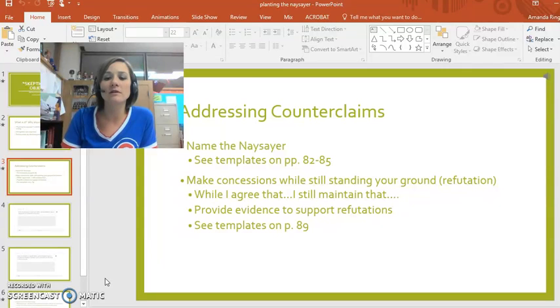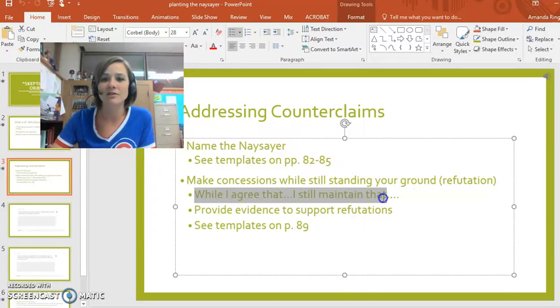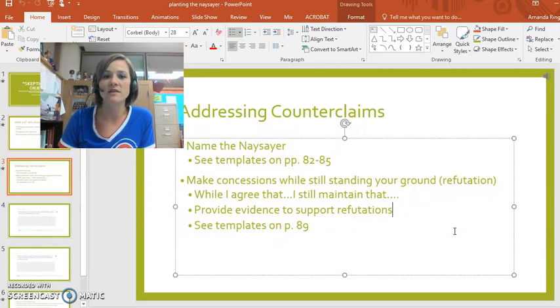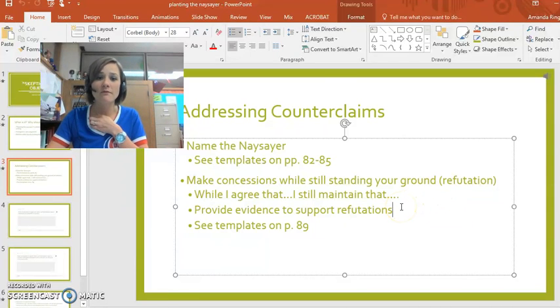So it's important to directly refute the evidence that was used to develop the counterclaim, and then build on from there and supply maybe more evidence or reference points that you made earlier in your essay. So right here, "while I agree that, I still maintain that," that's like a general template for first introducing the concession, and then offering your refutation. And as I said, you want to make sure you provide evidence to support your refutations.